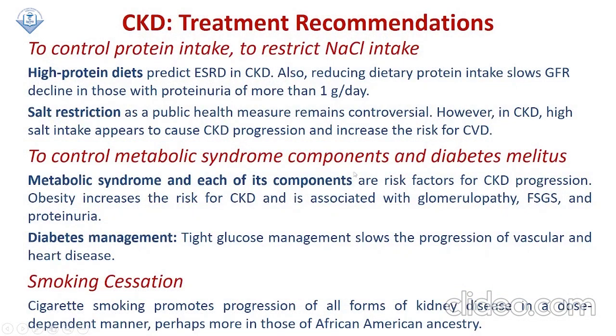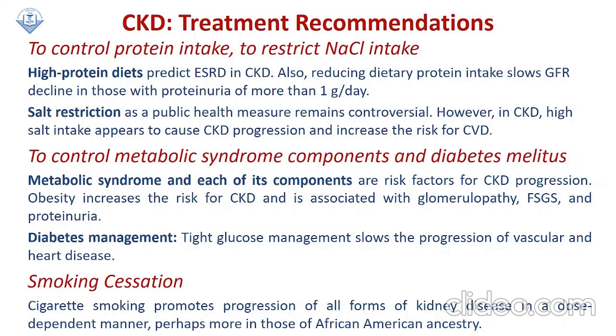How to treat chronic kidney disease? First of all, we must control protein intake and restrict salt intake. High protein diets are not recommended because they predict end-stage renal disease, and we must also reduce dietary protein because it slows GFR decline. So the level of proteinuria can be 1 gram per day. Salt restriction, on one side, is recommended; on the other side, it's a controversial recommendation. Anyway, we know that salt restriction is effective for management of hypertension, and hypertension is preserved in these patients.